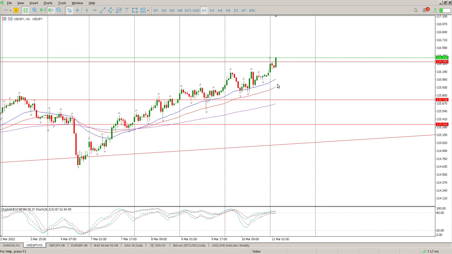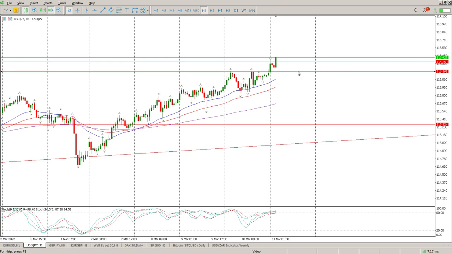So pull back onto structure is what we're looking for, and pull back onto 116,192 gets me long again. Alternatively, we're looking for a clear break of 116,350, and a pull back onto that with some price action, and then we are looking to be long again.